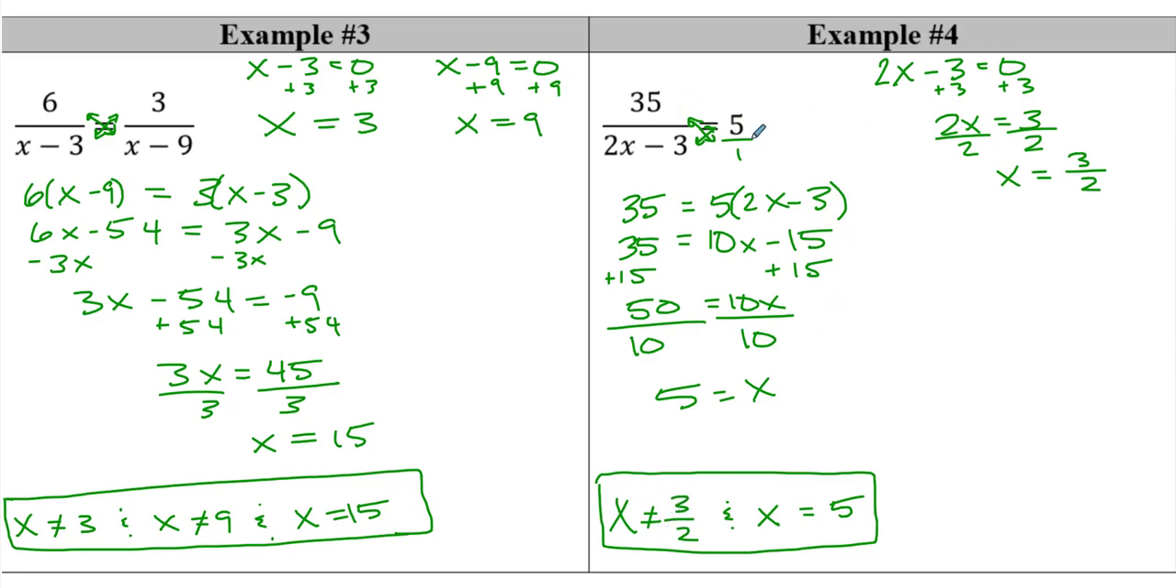I did my cross multiply. Remember, if you have a whole number, it still is a fraction. You can put it over 1, so that's how I got this 35 times 1 for 35. Multiplied the other side, 5 times 2x minus 3. Solved it up, and I found out that x equals 5 would make a set of equivalent expressions. So that is my solution right there. Alright, I hope you got that one.